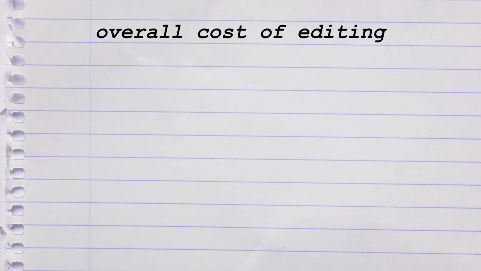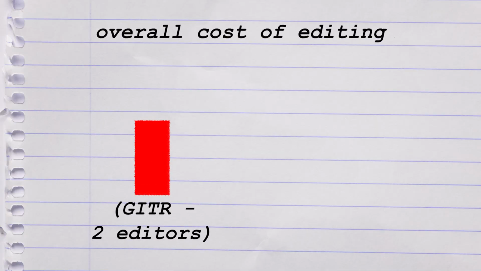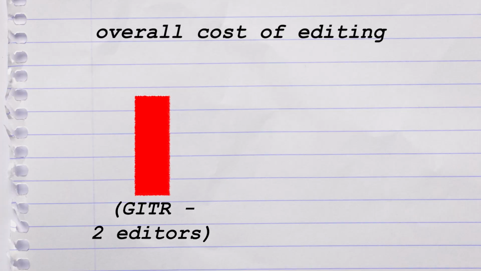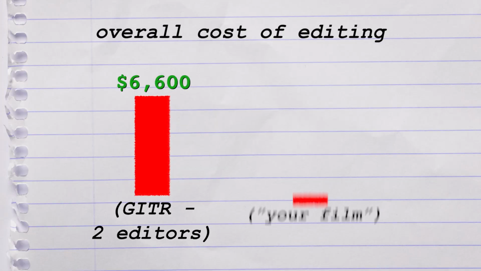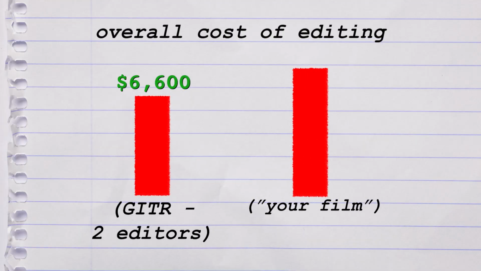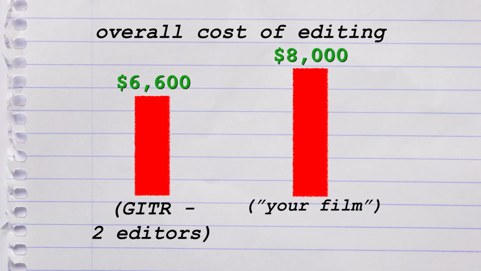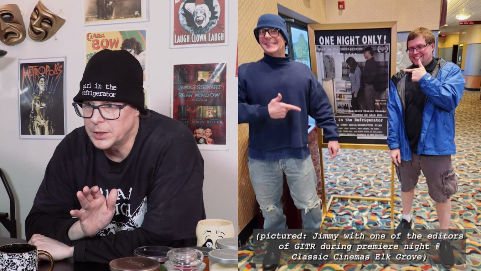Okay, now let's take a look at what this editor is going to cost you. For my film, I used 2 editors, and the combined cost was $6,600. So let's bump that up and say you're paying your editor a one-time fee of $8,000 to complete your film. Some of the free sites where you can search for editors in your area are Stage 32, Production Hub, and Mandy.com.